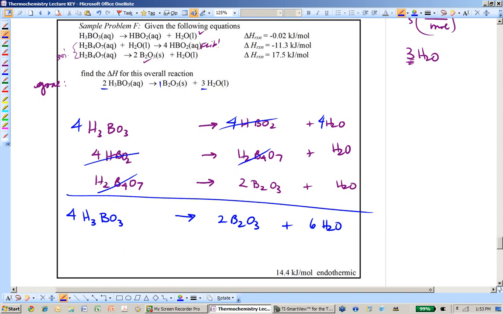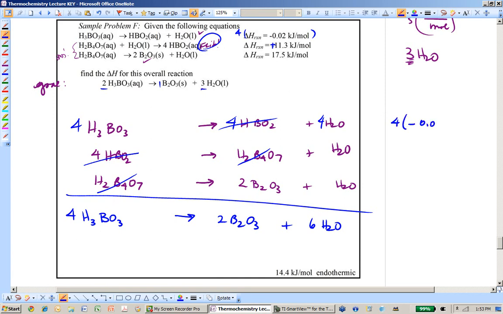So to do the math side, the one that I flipped, I changed the sign. The rest, I just add up. Because I did multiply the first one through by 4 as well. So this quantity is going to be multiplied through by 4. See my 4s? I had to go through and quadruple everything on the top reaction. I didn't flip it, so I'm not going to change its sign. So this becomes a delta H reaction of 4 times negative 0.02.